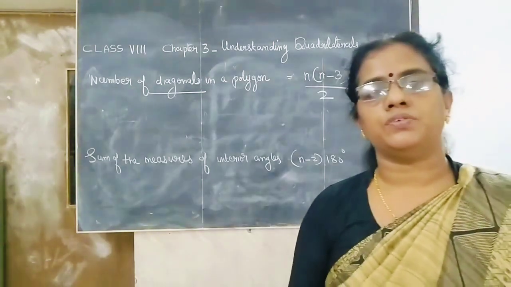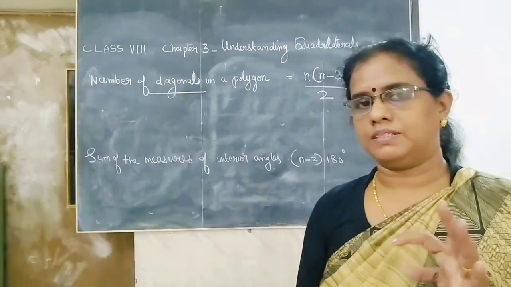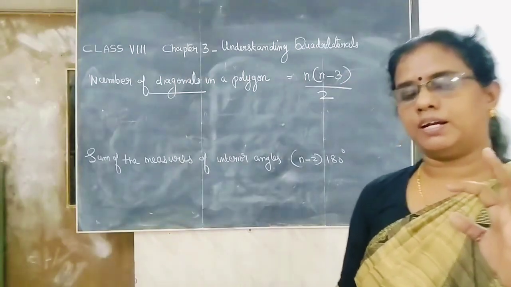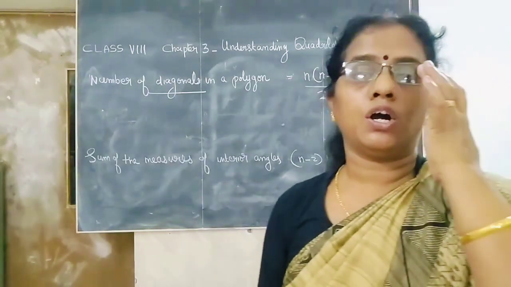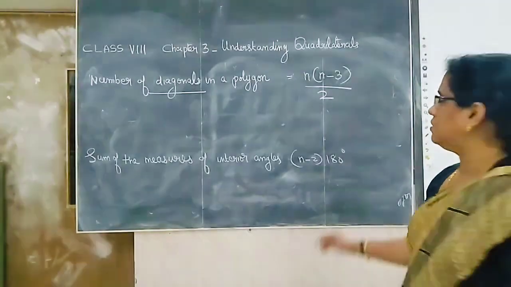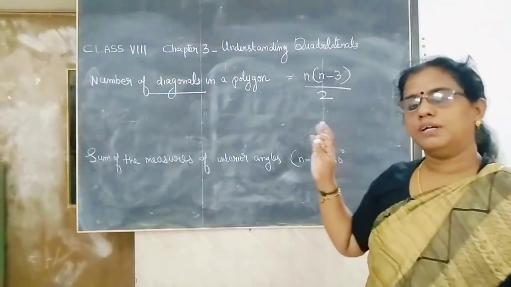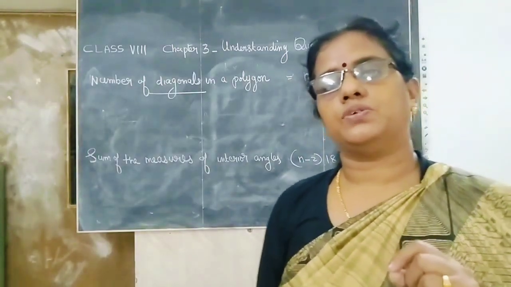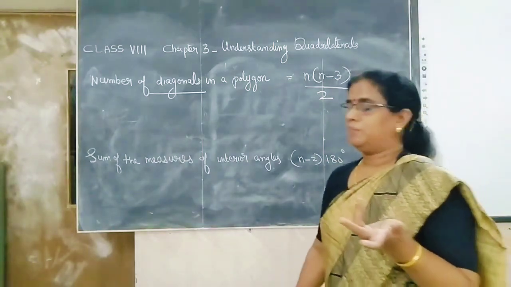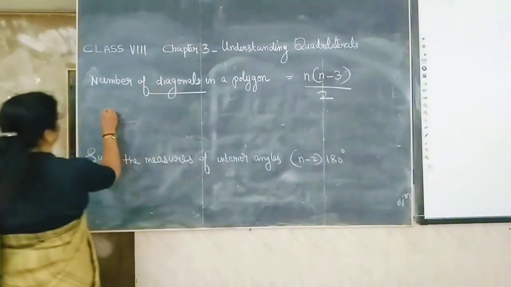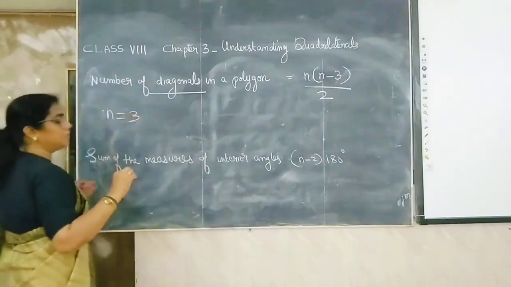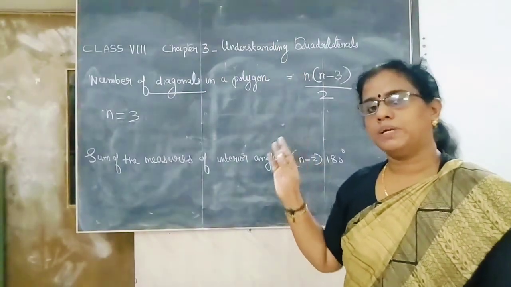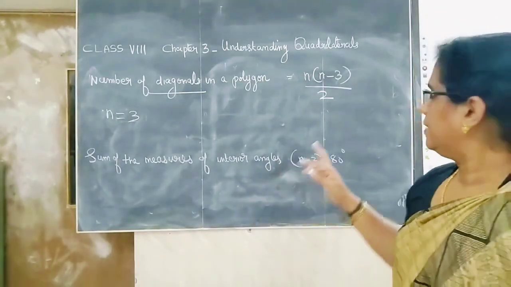Now we will discuss number of diagonals in a polygon. That is, without drawing the diagonal, we can count. That is, if the polygon number of sides, if you know, we can find out how many diagonals we can draw using this equation. That is, n into n minus 3 divided by 2, where n is the number of sides of a polygon. Suppose a polygon with 3 sides. If the number of sides n equal to 3, and you know 3-sided polygon is triangle. And now you can find out how many diagonals you can draw in a triangle.